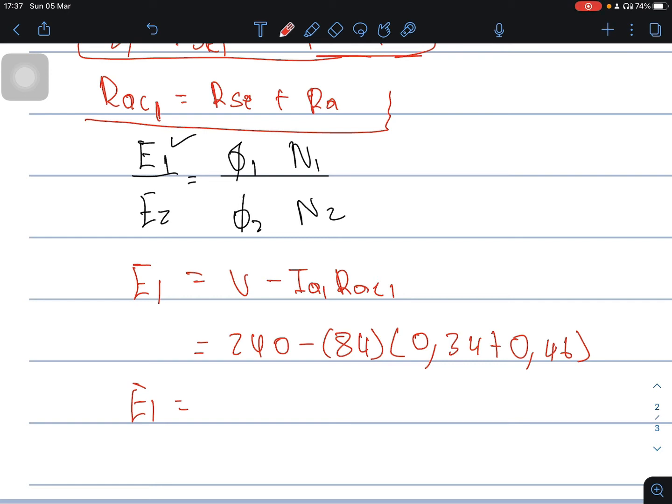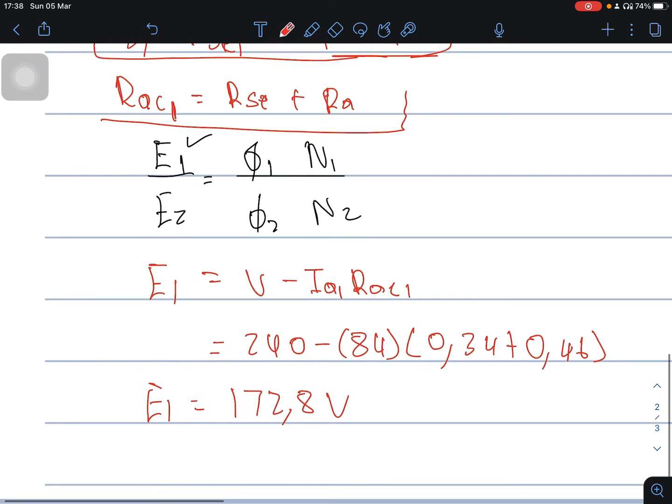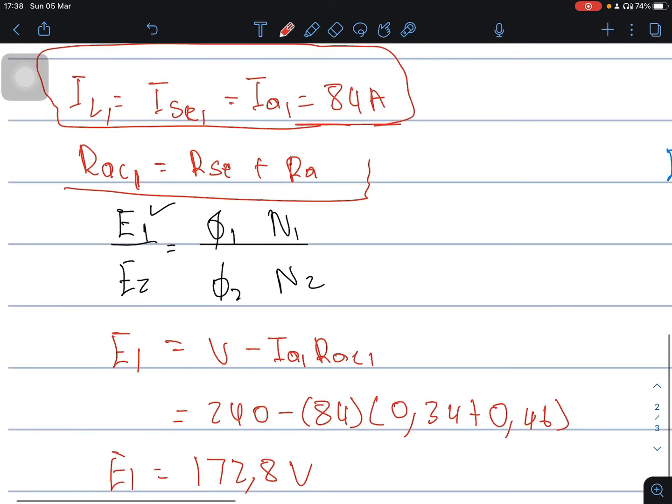240 minus 84 in brackets, times 0.34 plus 0.46. That is going to give us 172.8 volts. By now we have calculated E1.